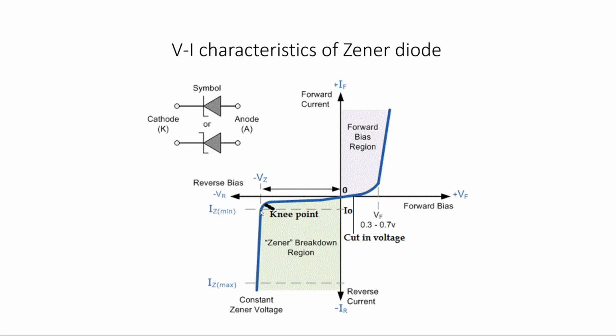Please focus here. This is the IZ minimum. This is the minimum current. When you apply reverse bias to the Zener diode, it will take you to the knee point, and when you exceed this value, it will enter into the breakdown region where Zener will work as a voltage regulator. It will retain the constant voltage with a very small variation in Zener voltage, and the current will increase if you increase it.